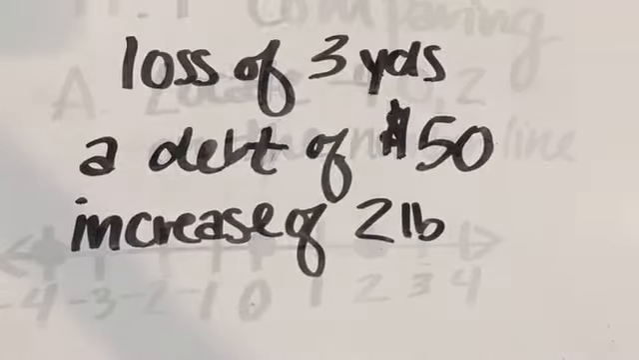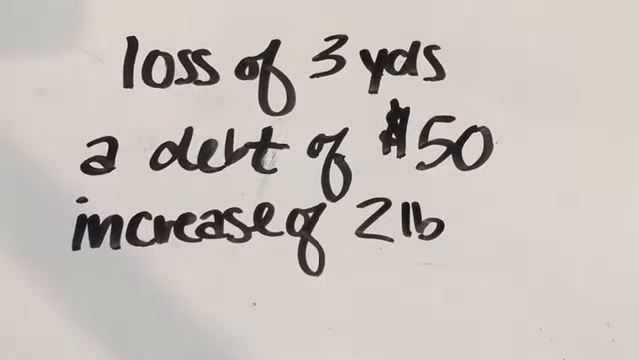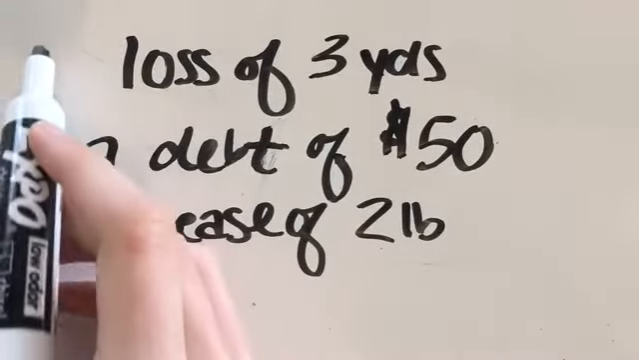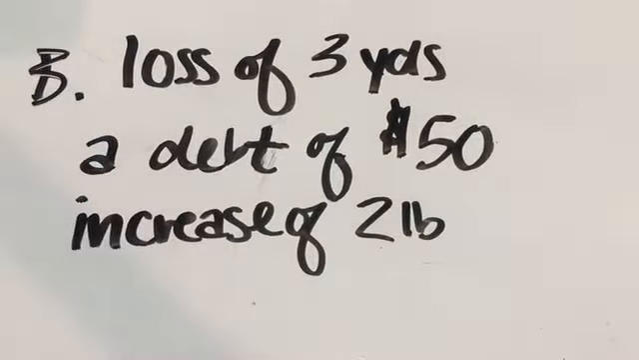All right, now we are going to practice changing word phrases into numbers, okay? So let's start with this first phrase. By the way, this is section B. First, loss of 3 yards. First of all, this is typically used in football, right? So if you're going in the wrong direction, you lose 3 yards, right? So if it was a loss of 3 yards, what number would we use to represent that?